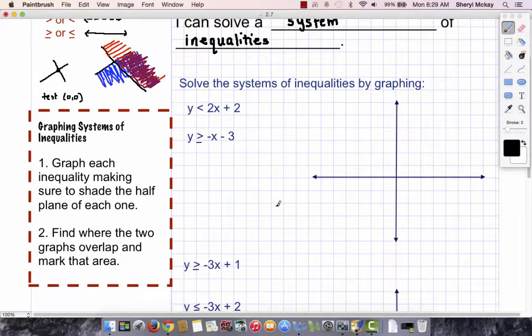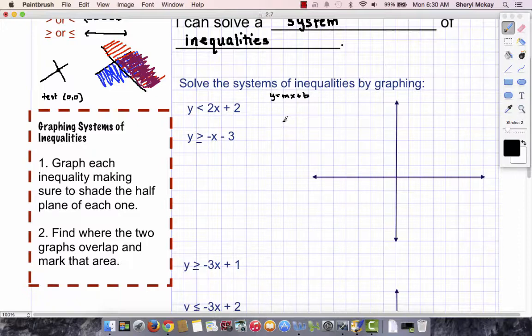This first one says, solve the system of inequalities by graphing. So we have y is less than 2x plus 2, and y is greater than or equal to negative x minus 3. Now you can see that right away I've already put these in slope-intercept form. I don't have to do any moving around. But if you had an inequality that had the x over here on the left-hand side, you'd want to get it over on the right-hand side. You'd want to go ahead and get your inequality in slope-intercept form, y equals mx plus b.